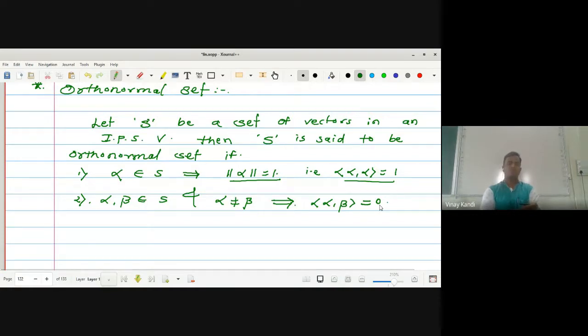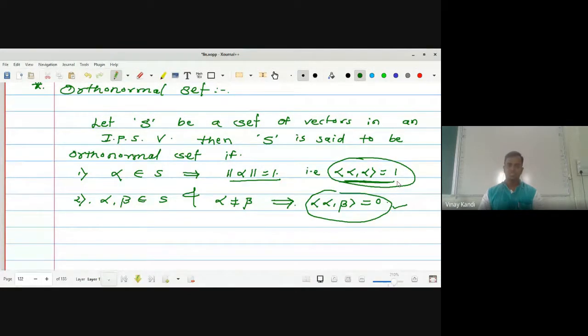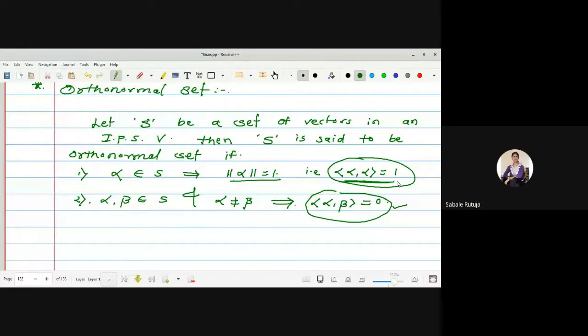What is the orthonormal set? The inner product of alpha with alpha is equal to 1 and the inner product of alpha with any other vector other than alpha is equal to 0. This statement tells us that each vector is orthogonal to the other vectors, alpha is orthogonal to beta. And the first condition tells us that each vector is a unit vector. Is it correct? Yes, sir.